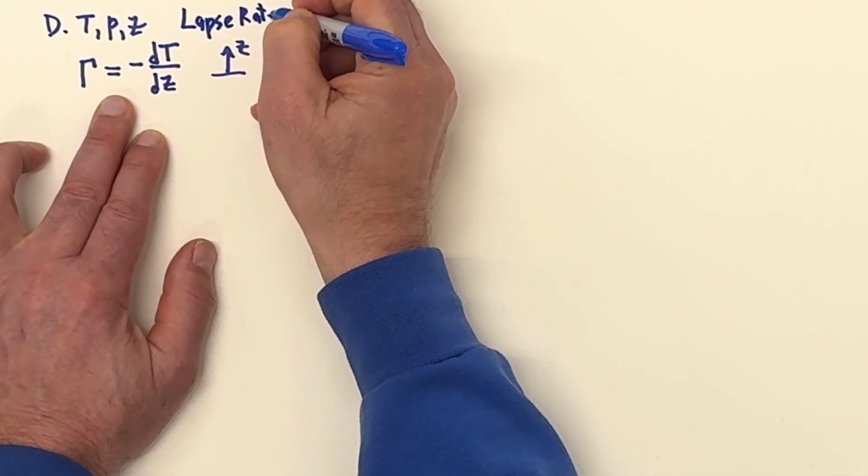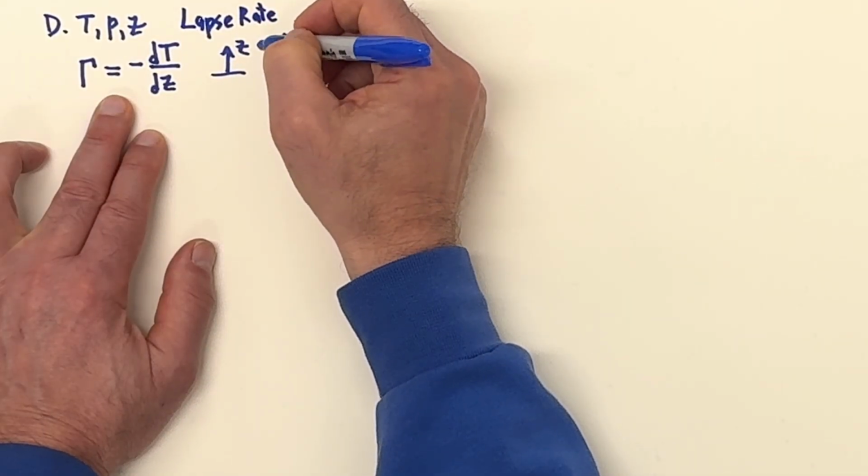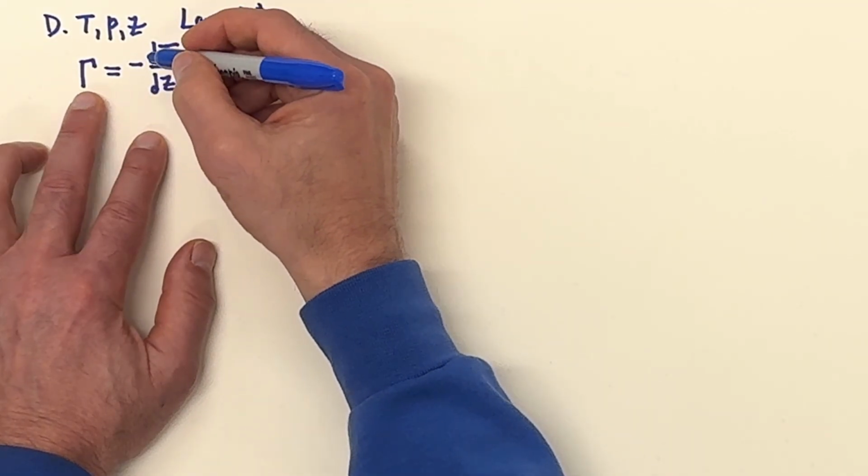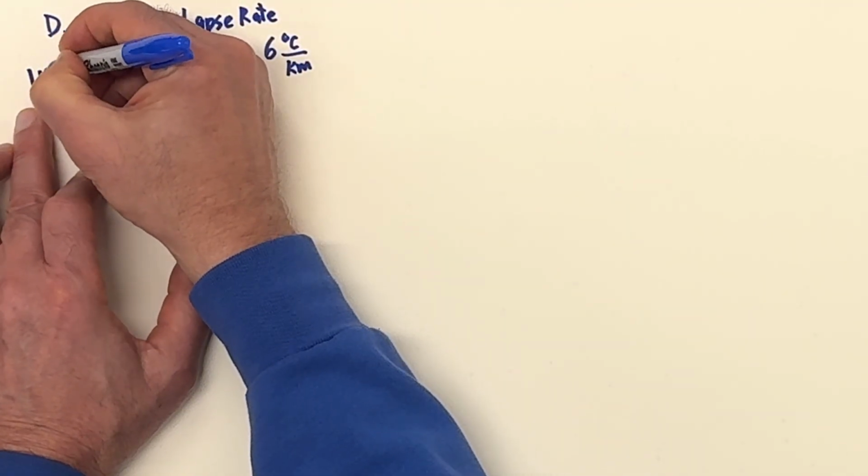Now, in the lower part of the atmosphere, you have a lapse rate. So we're looking at that later. So we need that formula, and that formula for the lapse rate is our equation 10.